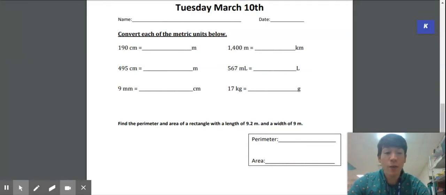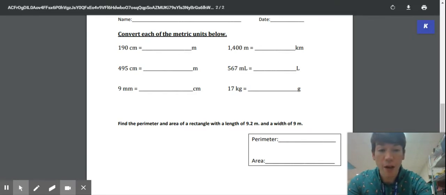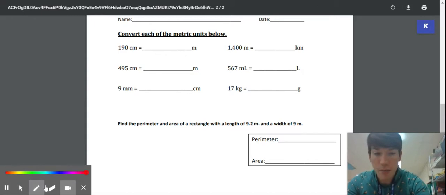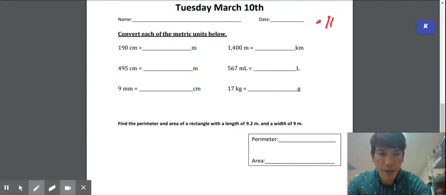We're going to start off today with a little review of the metric system. So, remember when we're changing from one metric unit to another, we're really thinking about multiplying and dividing. Multiplying and dividing by tens, by hundreds, and by thousands.